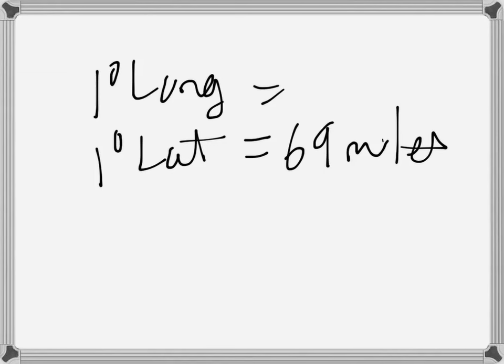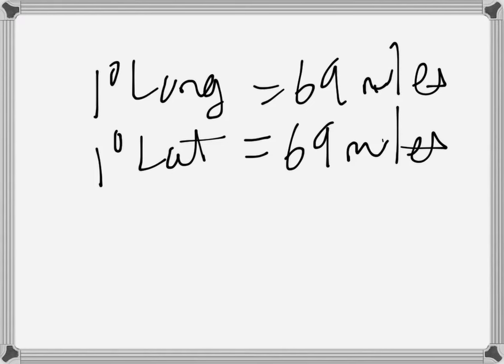So imagine this. You're a navigator out at sea. You want to go from 32 to 33. You know that that's 69 miles. Let's say that you're off, maybe you're off by half a degree for your destination. All of a sudden, you've missed your mark by about 35 miles. That's big. That's really big.